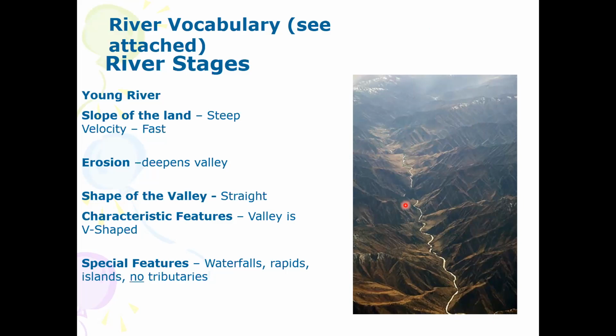What's going to happen is over time, this is going to erode away this area. And it's going to cause it to deepen. So that valley is actually going to get deeper and deeper over time because of the fast moving water eroding away the sides of the mountains that it's touching.